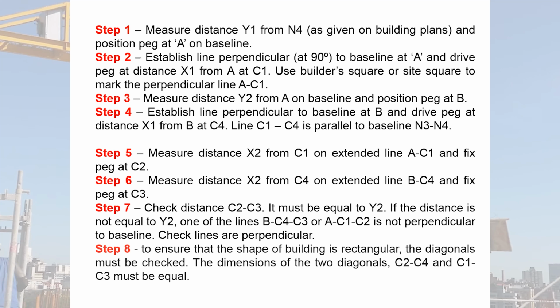Step 8. To ensure that the shape of building is rectangular, the diagonals must be checked. The dimensions of two diagonals, C2, C4, and C1, C3 must be equal.